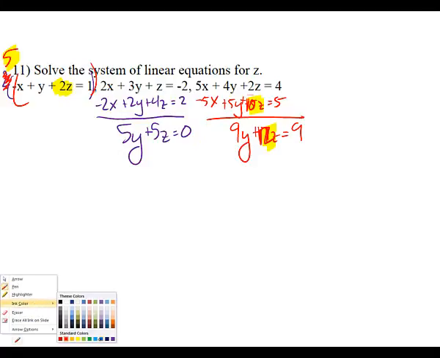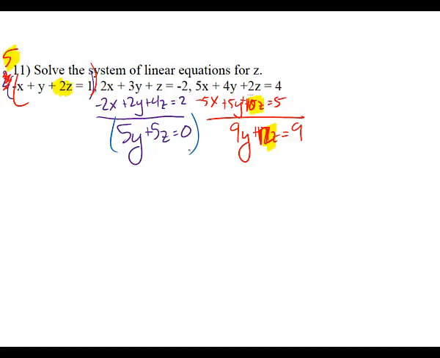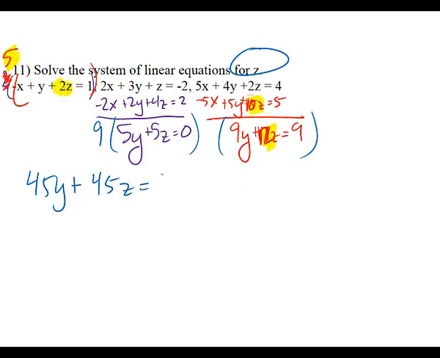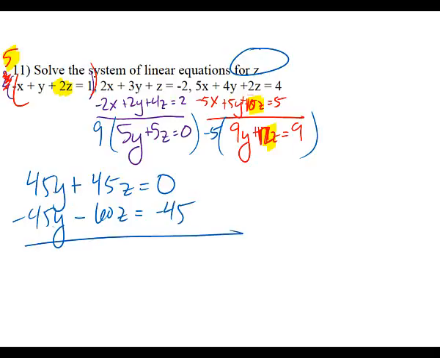It's okay. Okay. So now I need to multiply both of them by something. We want to keep the z, right? Because we're supposed to be solving for z. So I want to eliminate the y. What am I going to have to multiply the first one by? 9. So we end up with 45y plus what? 45z still equals 0. What do I have to multiply the second one by then? Negative 5. So I'm seeing negative 45y minus what? 60z equals negative 45. All right, the y's are gone.